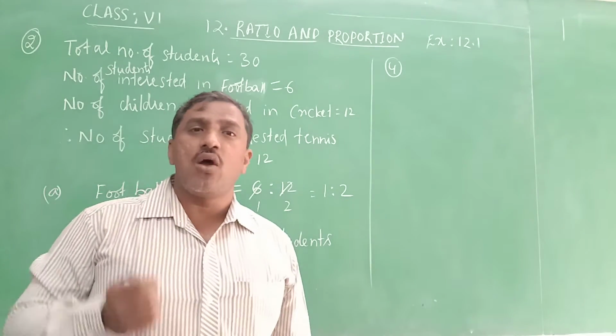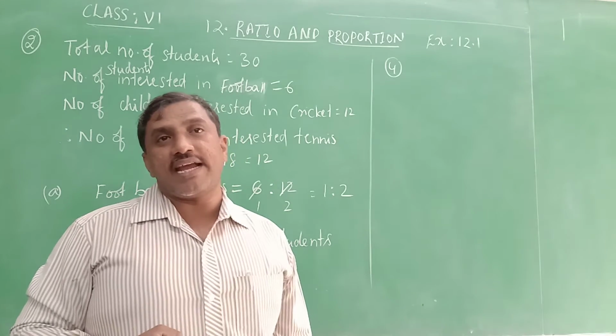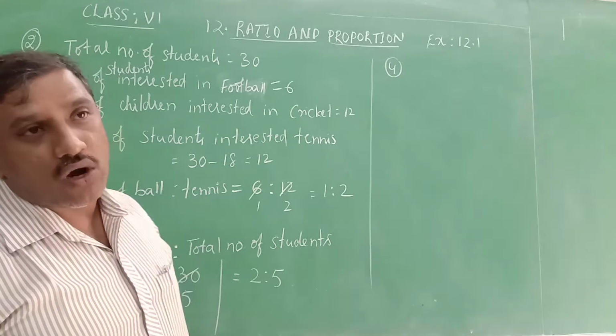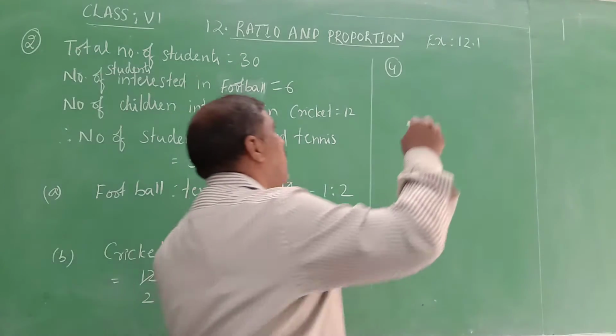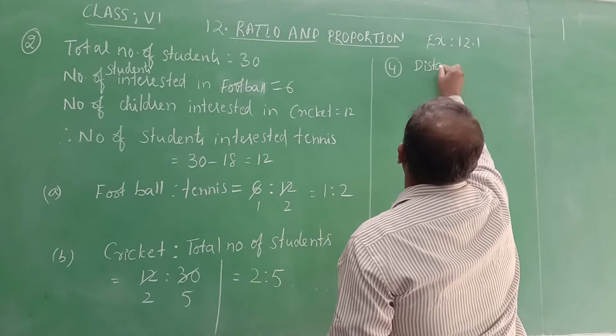Speed is equal to distance divided by time taken. Now we can find their speeds, then we can find the ratio of their speeds. So the distance travelled by Akhtar, or you can write Hamid.